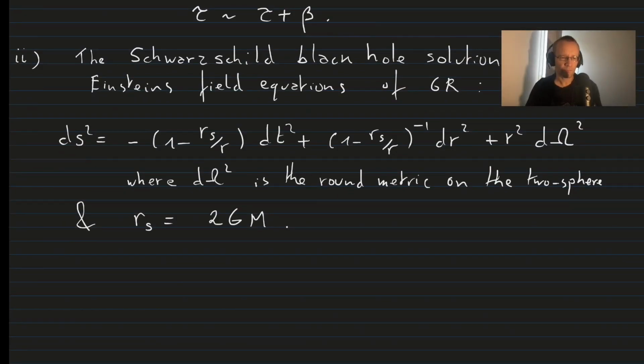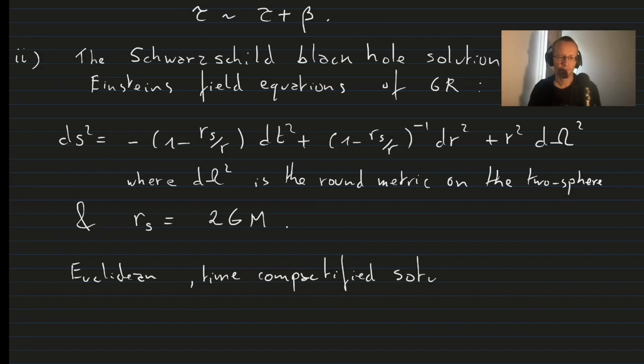So we will suppose that this solution, when we go to the Euclidean, contributes to the thermal path integral on the condition that it is regular. So you want a Euclidean time compactified solution to be regular. This will fix for us the temperature and will compute the temperature.